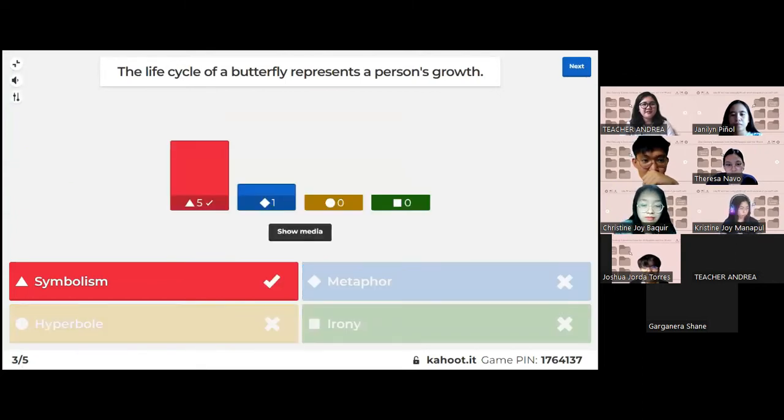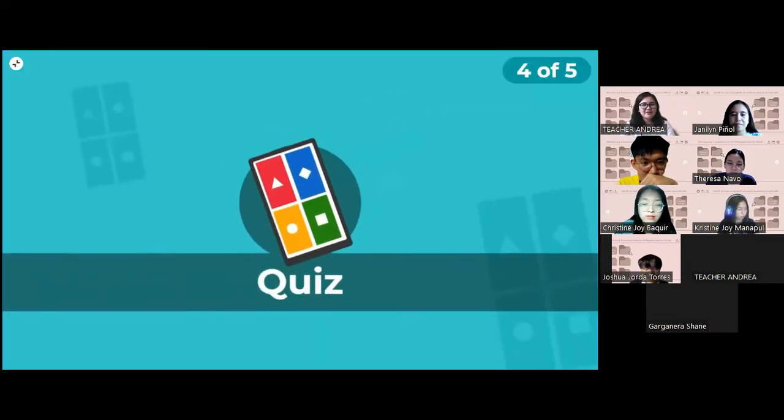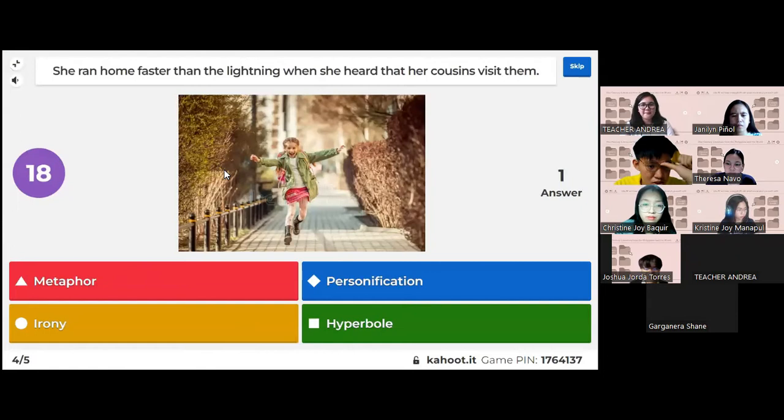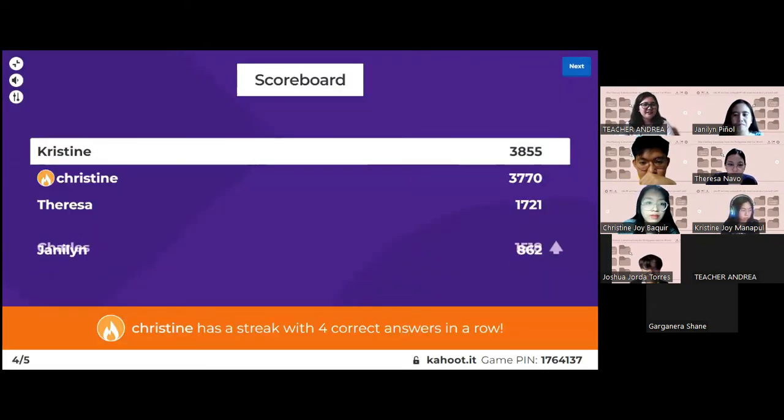Okay, time's up. We have 5 correct answers. That's very high. And still, Christine is our top one. For the next item, she ran home faster than the lightning when she heard that her cousins would visit them. What is the figure of speech used? We already got 6 answers. Okay, that's correct. It's hyperbole. We got 4 correct answers. Still, Christine is our top one.